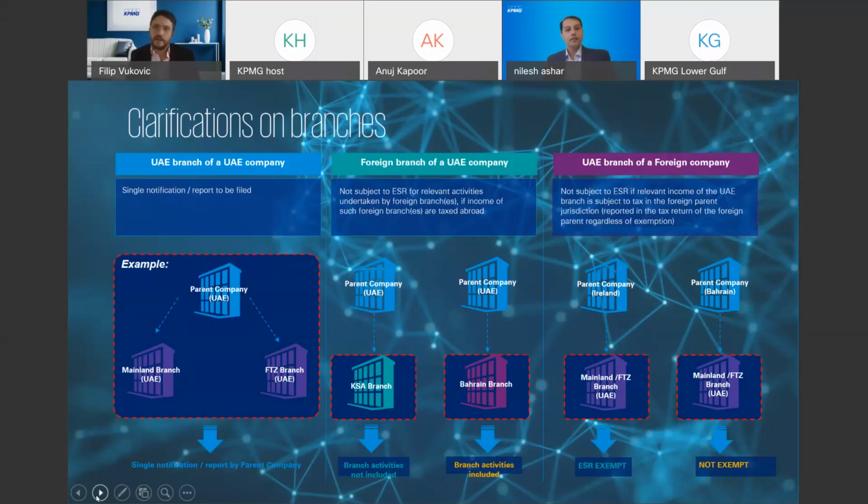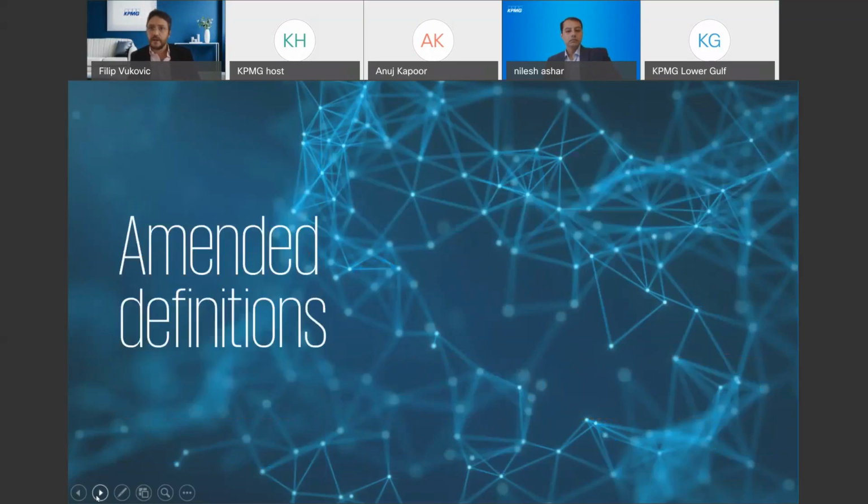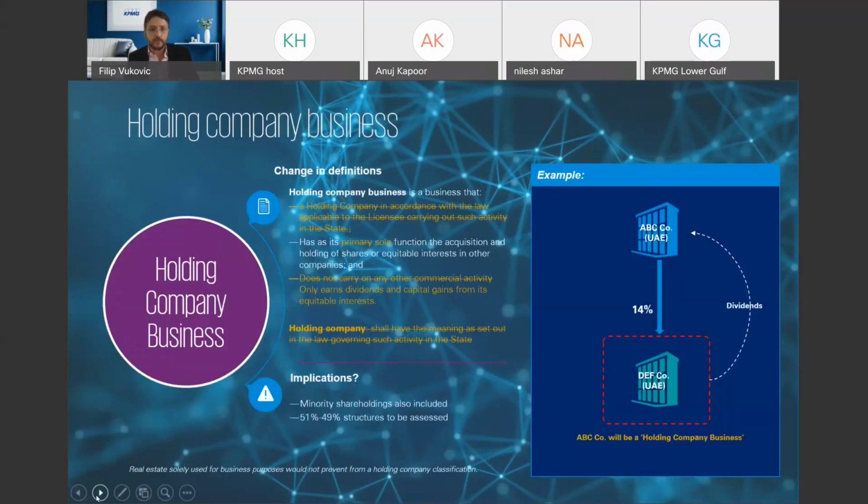Perfect. Thanks a lot. Now I see a kind of much broader definition since we started. Exempted license was just the kind of government majority owned companies. Now we have a much more elaborate set of rules. Then in terms of branches, we have much more clarity. And if we go to the next slide, Anush, could you give us an overview of what's happening with the amended definition and what the new ESR rules have brought to us?